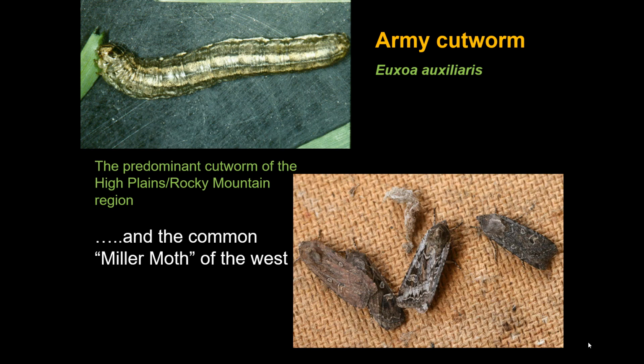Now, switching gears a little bit, there is a moth situation that maybe we don't want to have as much of. And this involves an insect called the army cutworm. And the army cutworm is going to turn into what people around here often call the miller moth. This is far more of an issue east of the Continental Divide than west. But let's talk about this interesting little moth.